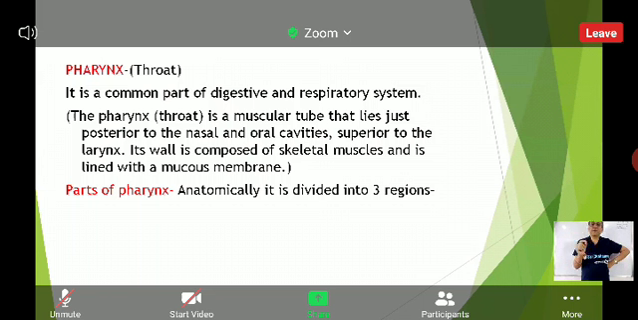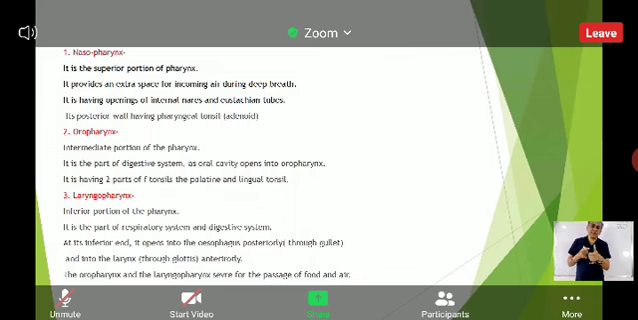Pharynx is a common part between the digestive system and the respiratory system, and it has muscles. It has skeletal muscle. Please underline that point. Skeletal means voluntary muscle, and it also has a mucous membrane. We have already discussed that there are 3 parts of the pharynx: nasopharynx, oropharynx, laryngopharynx.